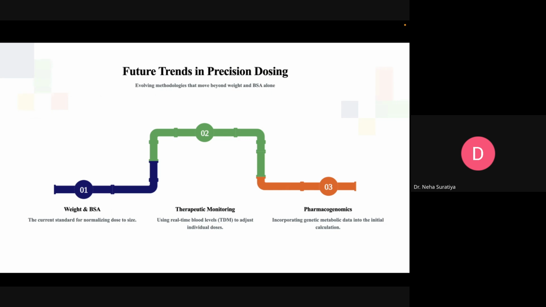This is future trends in precision dosing, guys. This is coming actually. The future of dosing goes beyond weight and BSA, guys. We are now integrating TDM into it.